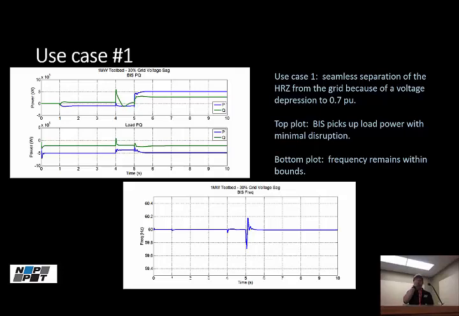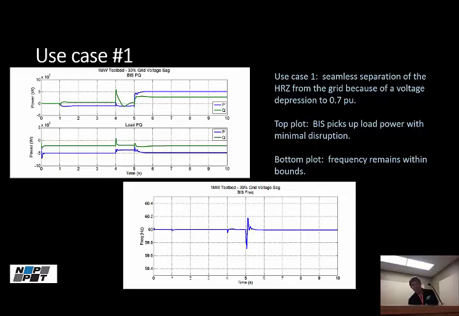You see there's a little bit of a blip in the power going to the loads, but it's fairly minimal. The BIS picks it up pretty smoothly. Bottom plot is the frequency. Remember that we wanted to stay between 60.5 and 59.3, and as you can see, we did that handily.